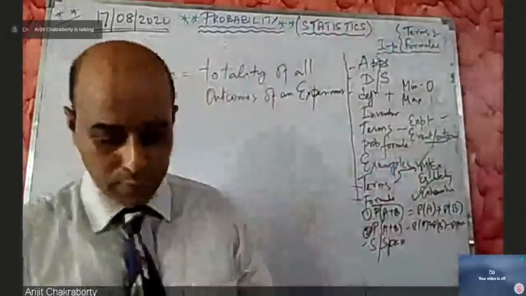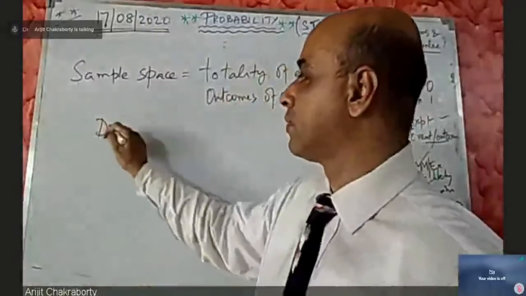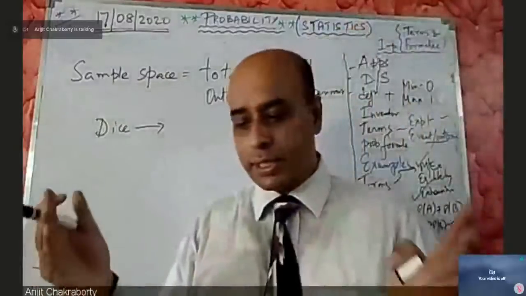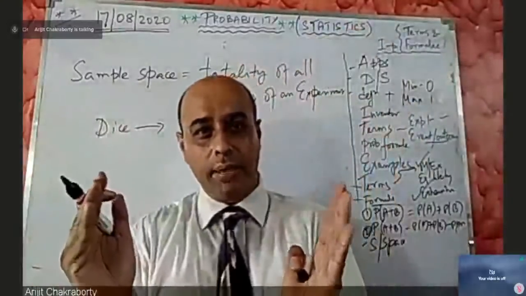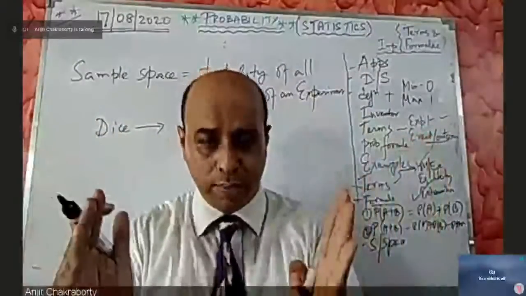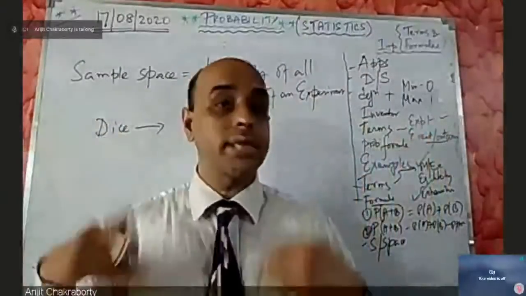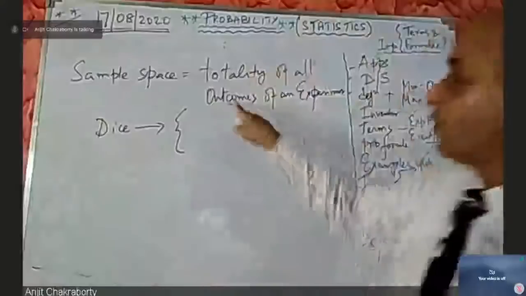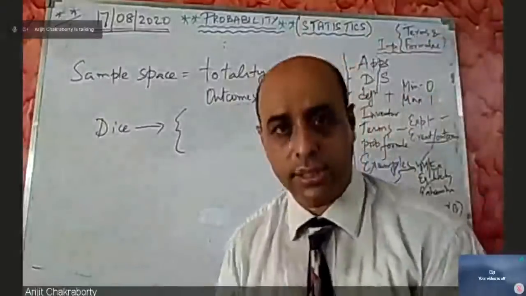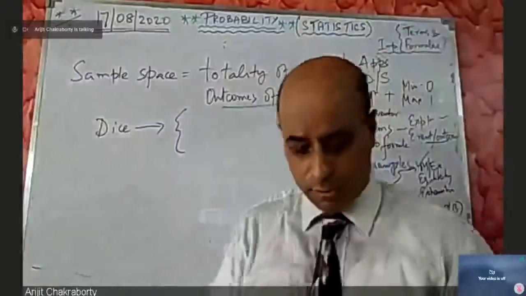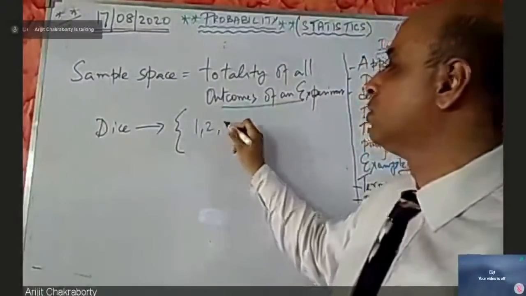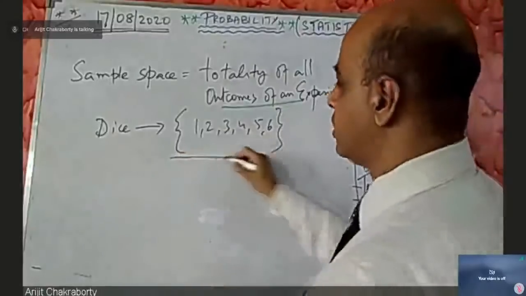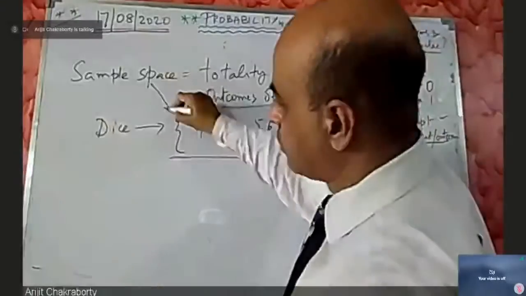Question is, if I am throwing a dice. My sample space means it is a totality. Totality means it's like an array of numbers or a group of numbers or a set of numbers, right? So I draw a set notation here. If I throw a dice, what will be the outcomes? It's an experiment? Yes, throwing a dice is an experiment. Possible outcomes 1, 2, 3, 4, 5, 6. I close my set. This which you see here is the sample space.